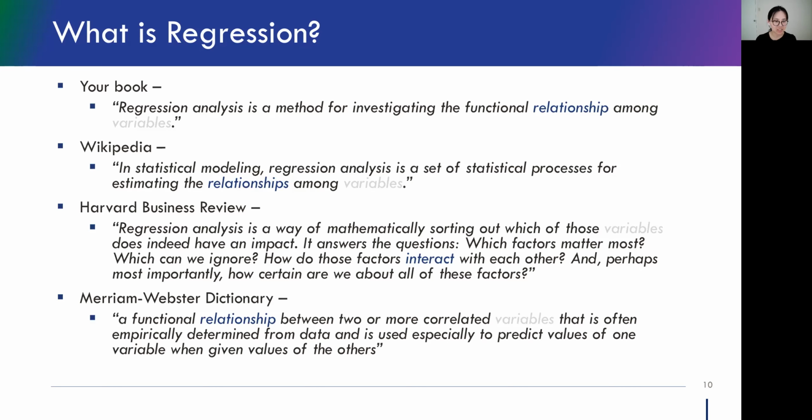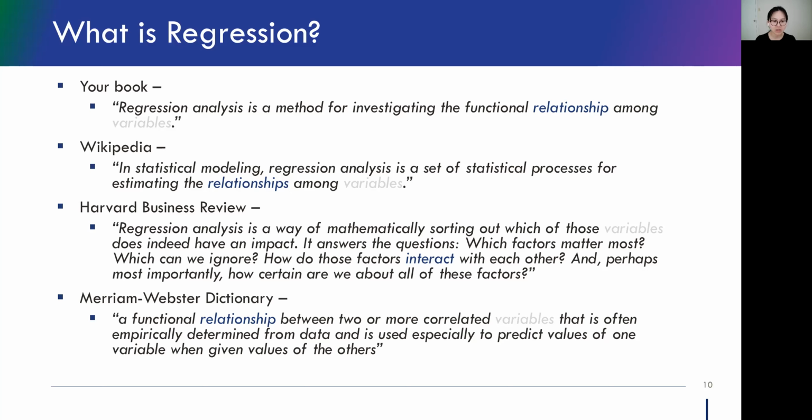And I also cited this definition here. It's a functional relationship between two or more correlated variables that's often empirically determined from data. And it's used especially to predict the values of one variable given values of others. So this one mentions the prediction part. Well, I have these four definitions here just for your reference. Whichever one you like the most, you can use it as your definition of regression analysis.